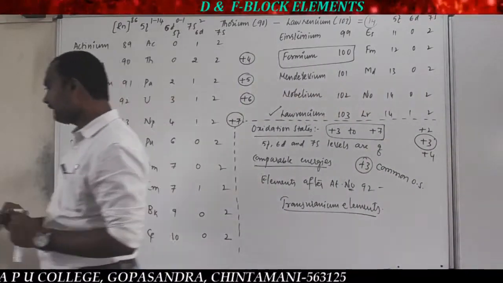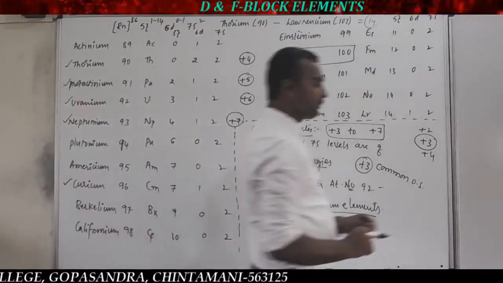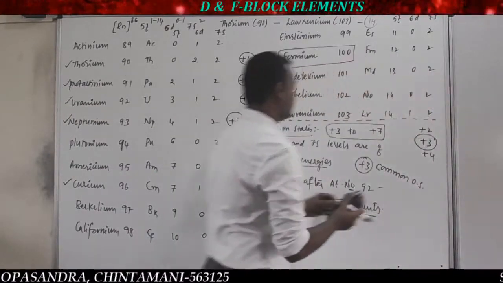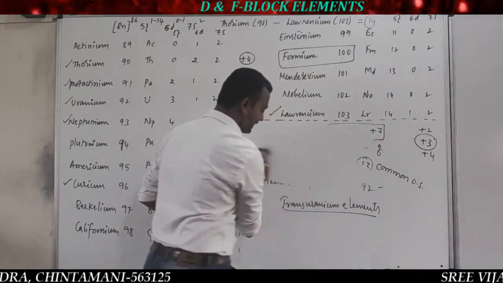So next one is variation in size. How does the size variation happen? Already we have discussed this in the case of the lanthanides especially.